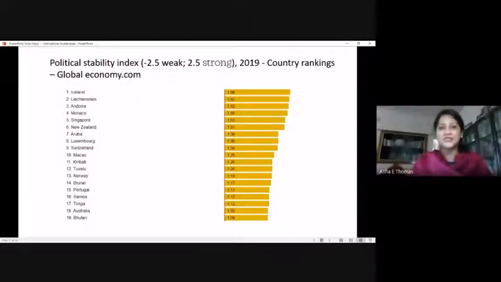So negative 2.5 means total instability in that country. Positive 2.5 means they are considered to be strong. The highest in that rating is Iceland with 1.66. This is an example of political stability index.